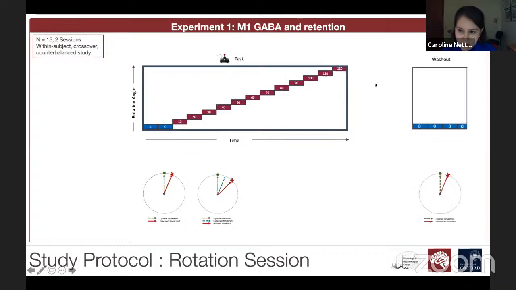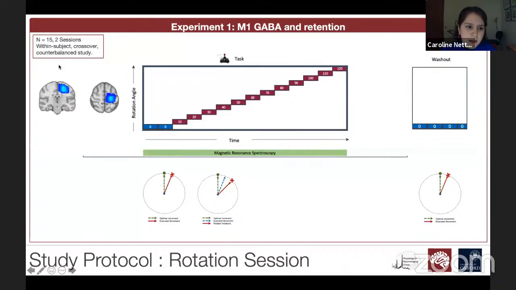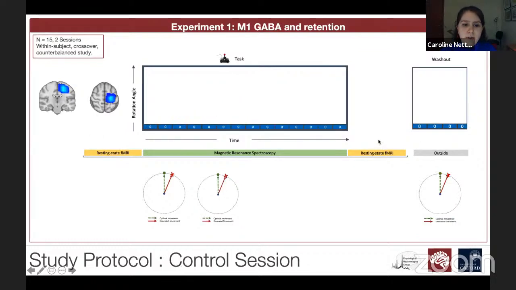Then outside of the scanner, after some delay, we took the rotation away to assess retention of the adapted state. To look at M1 GABA, we collected magnetic resonance spectroscopy data from a voxel positioned over the left M1 hand area. We also collected resting state fMRI data before and directly after performing the task. The only difference to the control session was that in the control session, there was no rotation imposed at any point during the task.